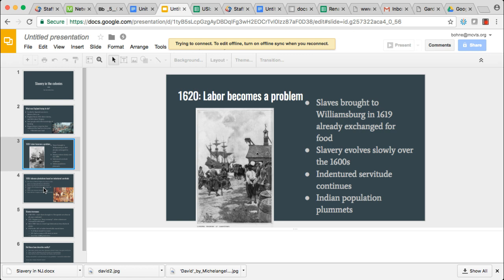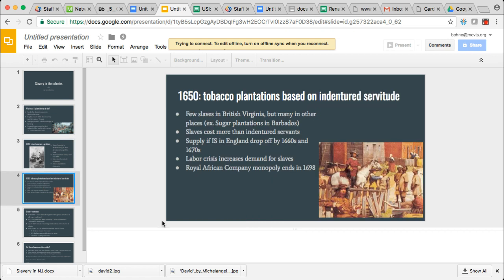The Indian population was also decreasing very rapidly. So the idea of using natives the way the Spanish did didn't look like it was going to be a thing either. Okay, the plantations were based on indentured servants. There was slavery in the Americas, but not so much here yet. Thousands of slaves were brought to Barbados, for example, for sugar, and there were still very few slaves in British Virginia. Slaves cost more than indentured servants, and they didn't live any longer than indentured servants, so it still wasn't economically viable just yet.